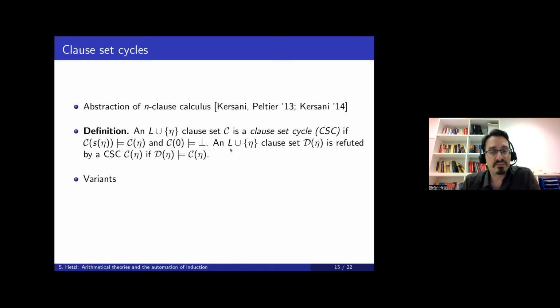And what does it prove? The idea is to take some other clause set D of eta, and we say that D of eta is refuted by a clause set cycle C if D of eta implies C of eta. So from the proof search point of view, algorithmically, the prover is supposed to generate such a C from the D.